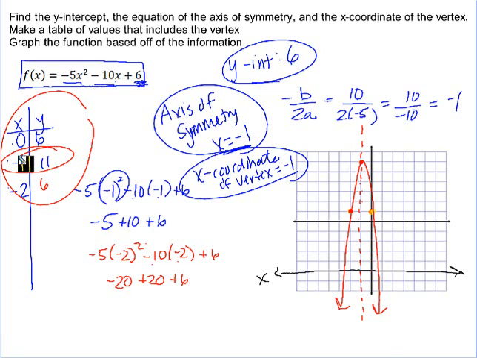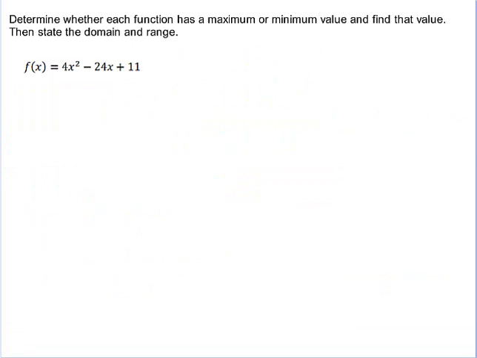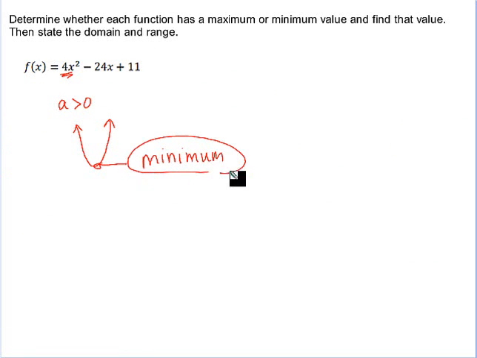And we're going to do one more example dealing with maximum and minimum. So we want to determine if this should have a max or a min, and then we want to find that value, and then state the domain and range. First off, the a here is greater than 0. Since the a is greater than 0, our parabola opens up, which means we would have a minimum.